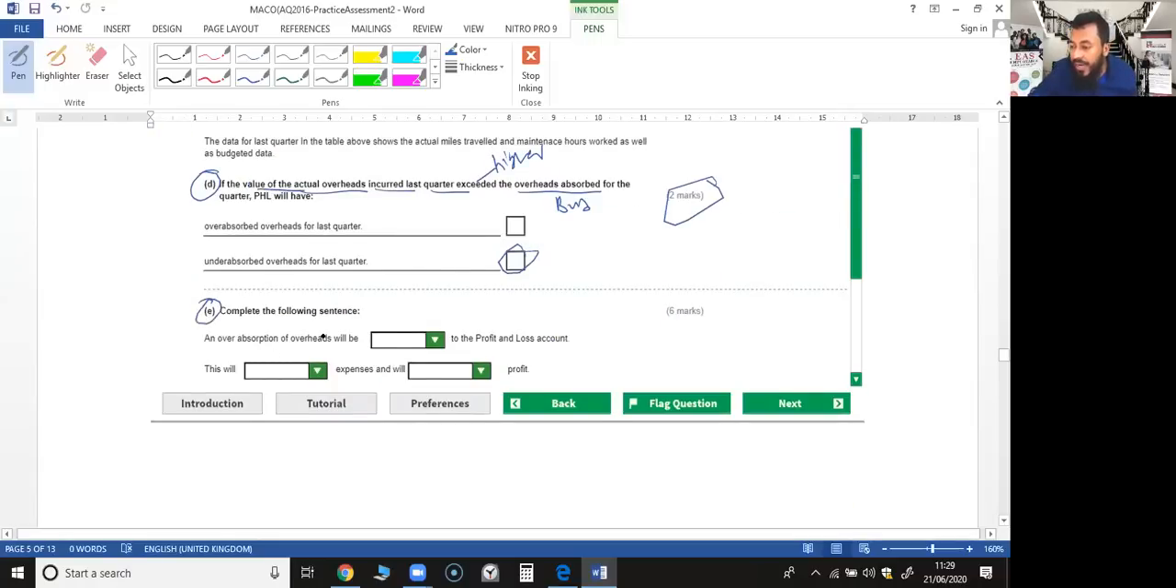An over absorption overhead will be dash in the profit and loss. Options are debit or credit. Is it DR or CR? Over absorption. Sylvia says CR. More people, please, participate in the question. Over absorption is credit. Is it right or wrong? It is 100% right. Over absorption is credit. Yes, Nadia, thank you. Over absorption is good. You are happy. It's a profit. It's less in expenses. So credit into the income statement. So this will be expense decrease, that would be the most appropriate answer. And profit increase. Let's check the answer.